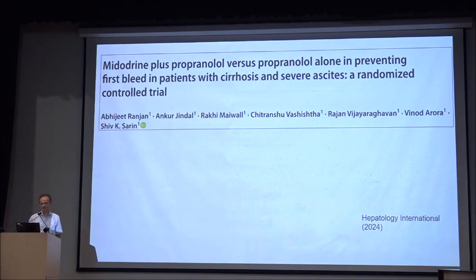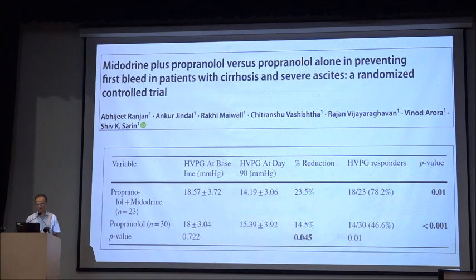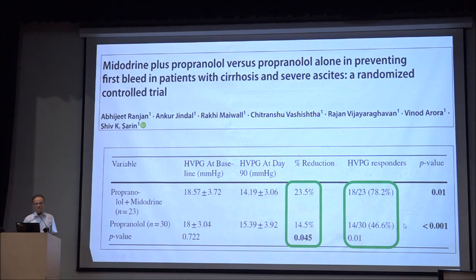So this was an RCT which was done in our institute, where midodrine plus propranolol was compared with propranolol alone in patients with cirrhosis and severe ascites. The primary outcome of this study was the incidence of variceal bleed at the end of 1 year, which was significantly less in the combination arm compared to the propranolol only arm. There was also a significant reduction in the HVPG in both the groups, as we can see here, but the reduction was more in the combination arm. And the HVPG responders were also significantly more in the combination arm compared to the propranolol only arm.